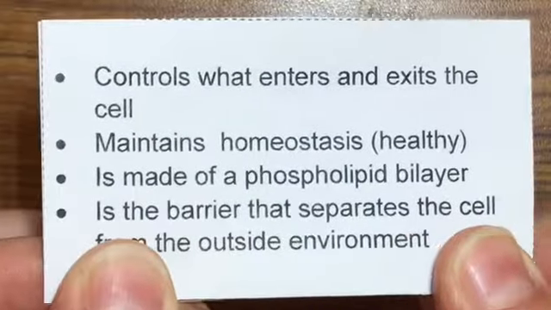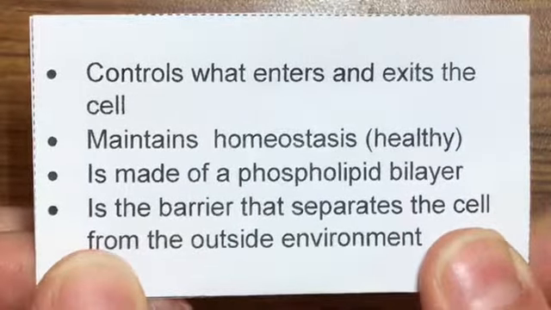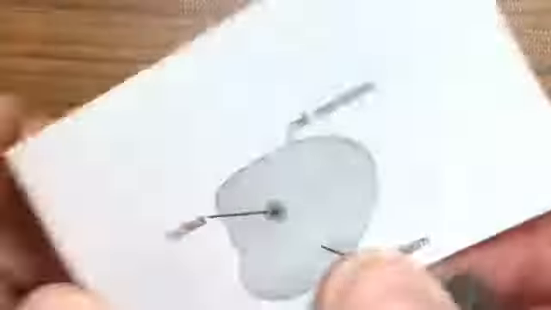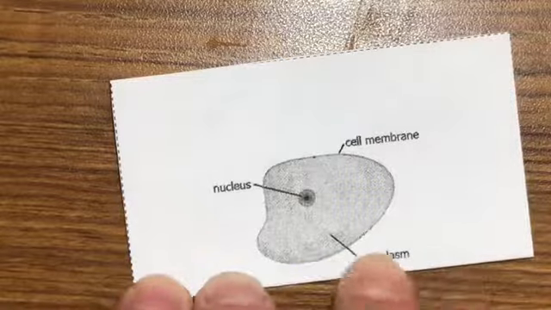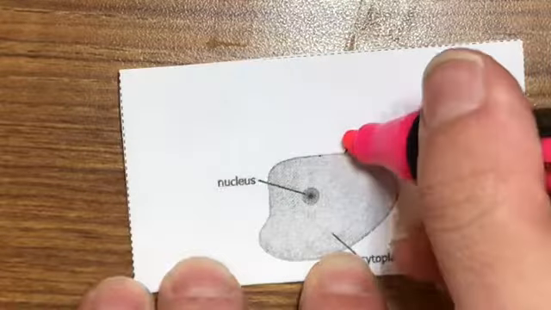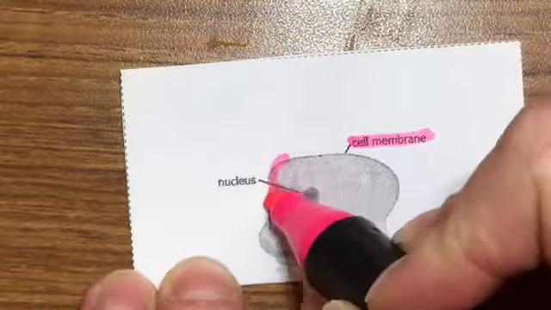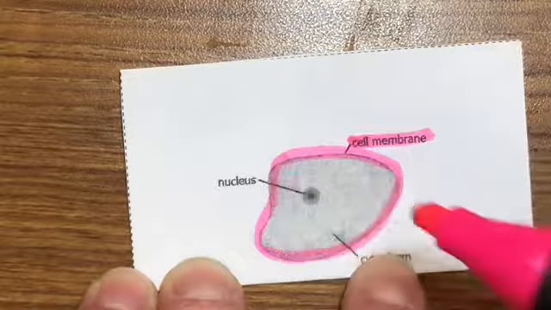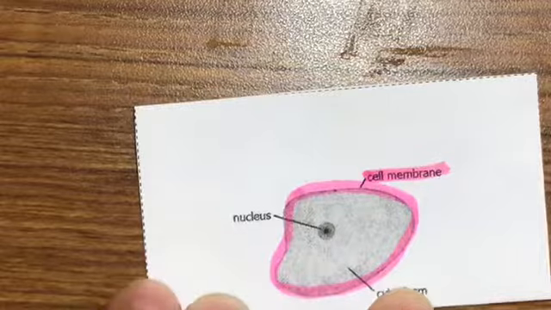Controls what enters and exits the cell, maintains homeostasis, is made of a phospholipid bilayer, is the barrier that separates the cell from the outside environment. That is describing the cell membrane, which is the outside edge. So go ahead and color the outside edge there. And the other name for the cell membrane is the plasma membrane.